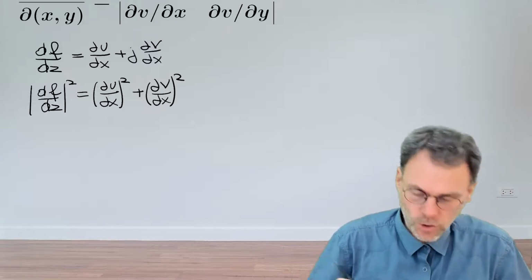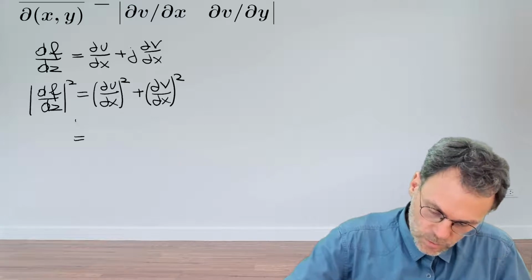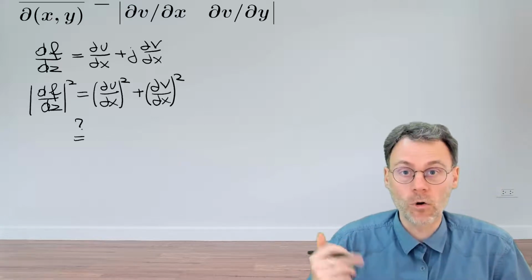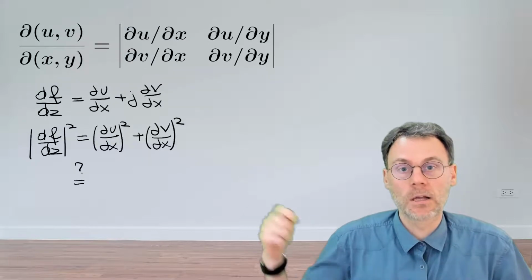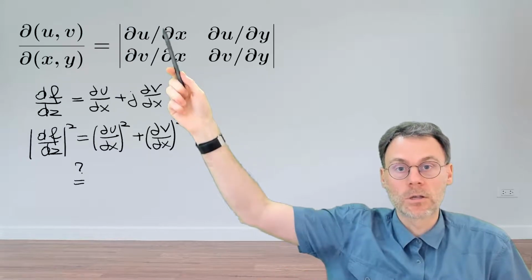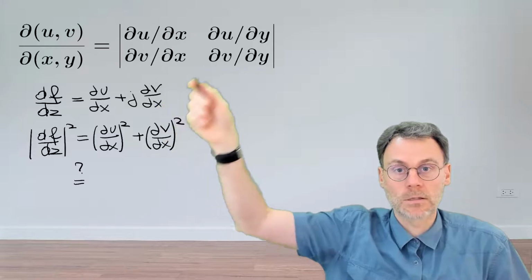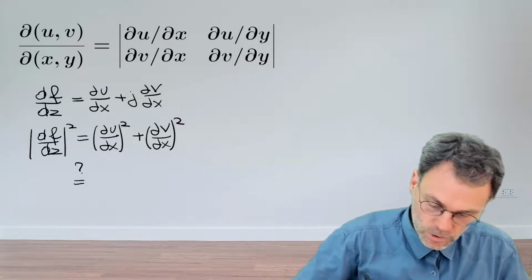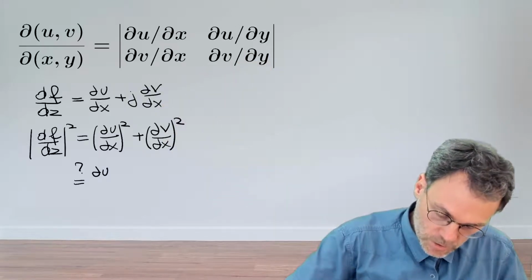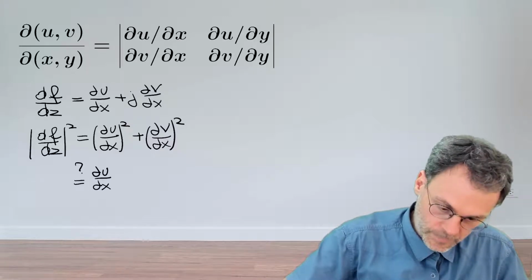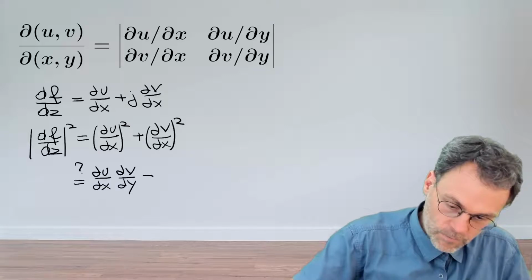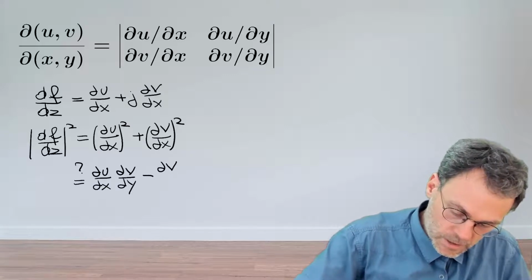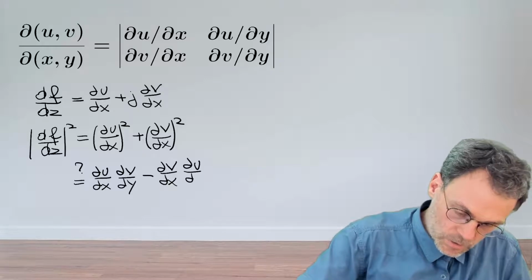And then we'd like to show that this is equal to the determinant of that Jacobian matrix. So let's bring back our Jacobian matrix and let's calculate the determinant. So this times this minus that times that. So we get du/dx times dv/dy minus dv/dx times du/dy.